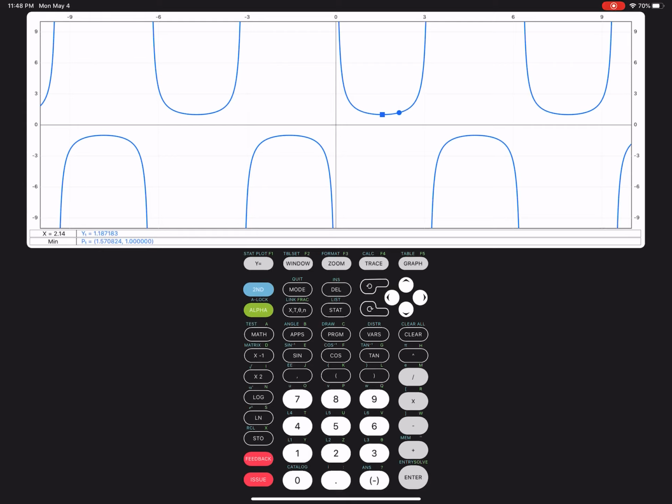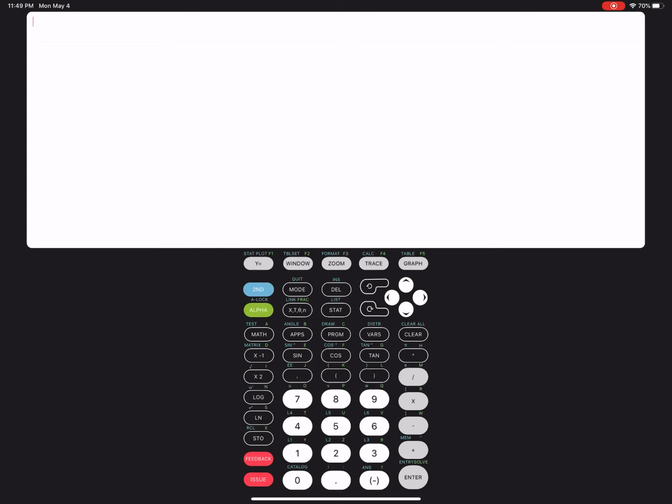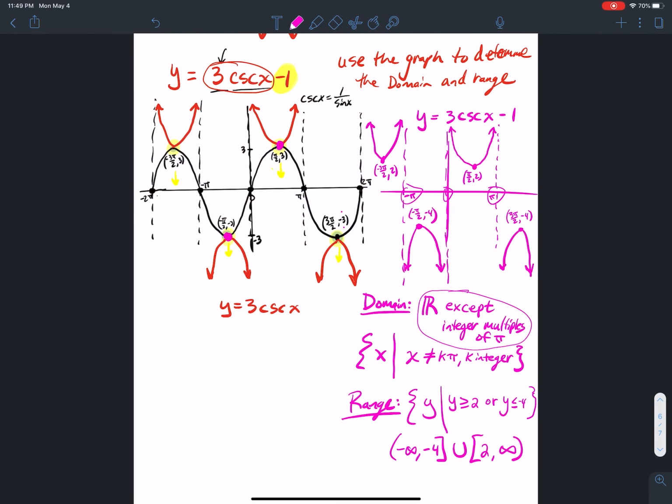So that minimum is 1.57, 0842, comma 1. That 1.57, I think that's like pi over 2. Let's do that in a calculator. Where's my pi button? Okay, secant of pi divided by 2. Yeah, 1.57. So everything works out how it's supposed to.